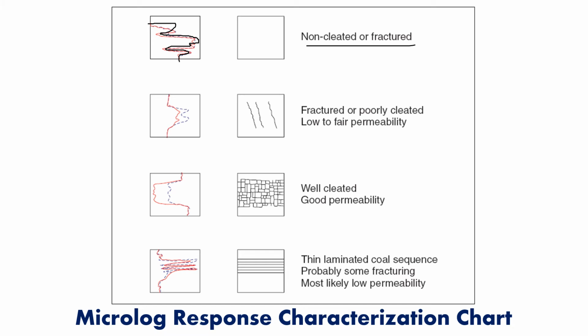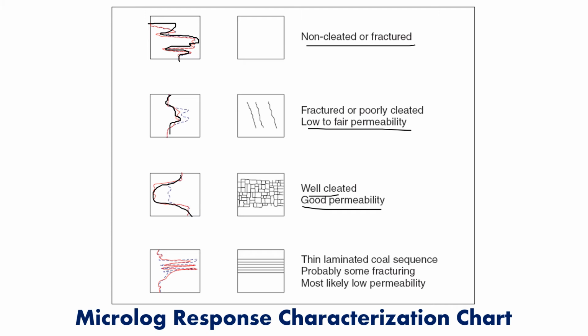Although cleat permeability is not directly determined using micrologs, many studies have demonstrated a good correlation between the cleated footage and production. So from cleat footage we can estimate the production. In fractured or poorly cleated, low to fair permeability coal, we have this type of response. So microlog, shallow, deep. In well cleated or good permeability coal, we can have this kind of response. It is low.